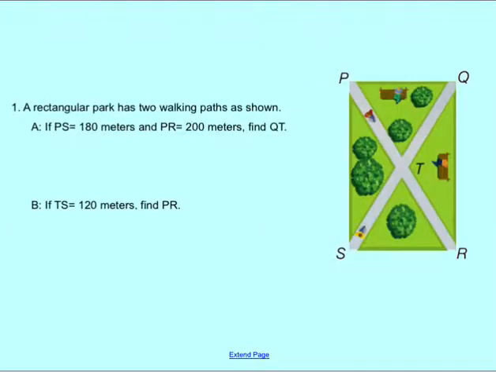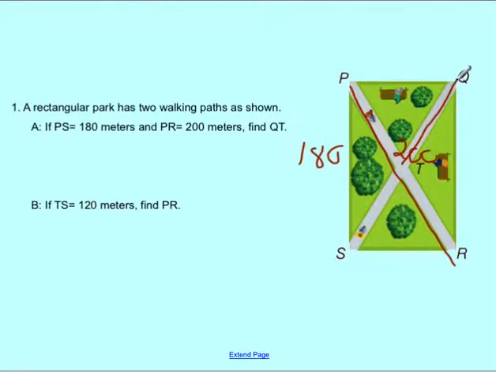So let's take a look at number 1. A rectangular park has 2 walking paths as shown. If PS is 180 meters, so let's go ahead and look at that. PS is 180 meters. PR, this diagonal, is going to be 200 meters. Find QT. So QT is this thing right here.